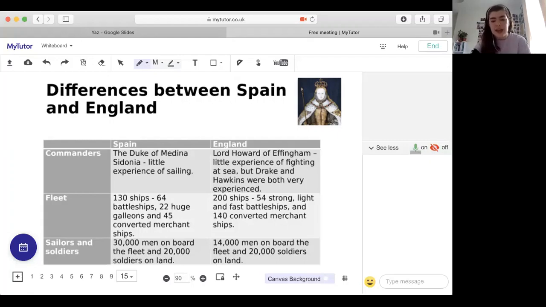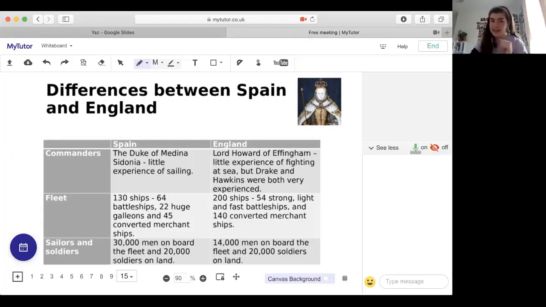So in Spain, you had the Duke of Medina Sidonia, and he had little experience of sailing. He was not very experienced at all for naval warfare, whereas England had Lord Howard of Effingham, who had little experience of fighting at sea, but Drake and Hawkins were both very experienced, and they were very high up in the Armada and the sort of planning of it and the execution. So even though both of the dukes in charge of the naval forces weren't very experienced, England had the advantage of having Hawkins and Drake.